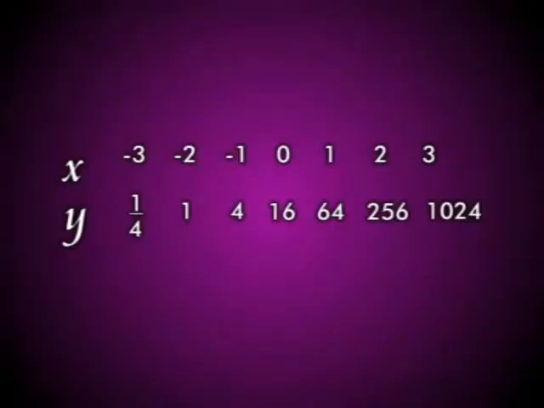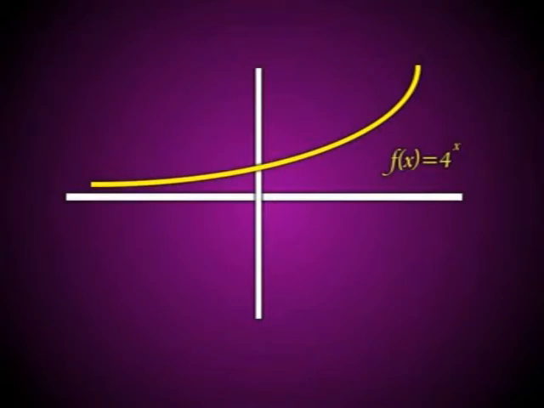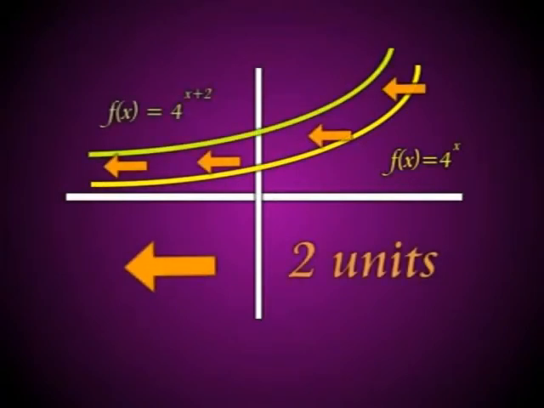If I use the table method and I use the x values negative 3, negative 2, negative 1, 0, 1, 2, and 3, my corresponding y values are going to be 4 to the power negative 3 plus 2, which is 4 to the power negative 1, which is equal to a quarter, and then 1, 4, 16, 64, 256, and 1024. Now my original f of x equals 4 to the power x would have looked like this. My new graph, f of x plus 2, is going to look like this. We have shifted the graph 2 units to the left. If it were x minus 2, the graph would have been shifted 2 units to the right.